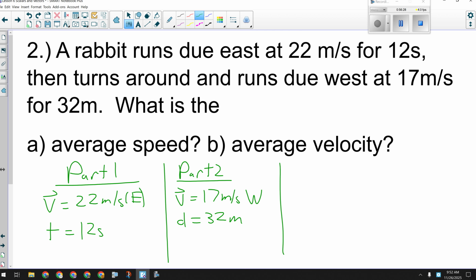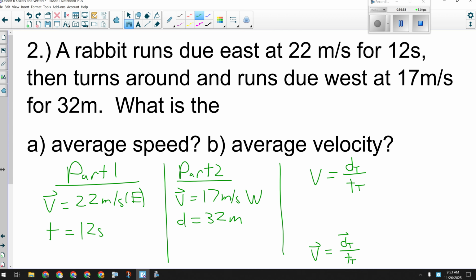And then it wants the average speed, which we know is total distance divided by total time. And it wants the average velocity, which we know is total displacement divided by total time. While the pattern is very similar to the question with the bus, there's about 2 extra steps that you need to do here.